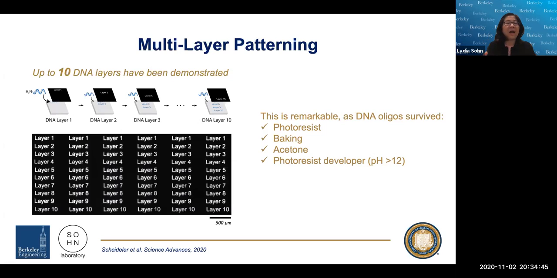The fact that the DNA oligos have survived the entire lithography methodology. It survived the spin coating of the photoresist. It survived high baking temperatures whereby we polymerize the photoresist. It survived the acetone stripping that we do to take off the photoresist and then reapply the photoresist. And finally, it survived the photoresist developer itself, which has a pH of greater than 12. Often it's 14. So it's a very caustic developer, and yet the oligos have survived.